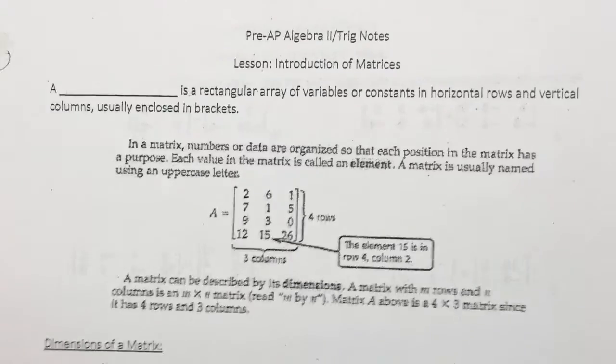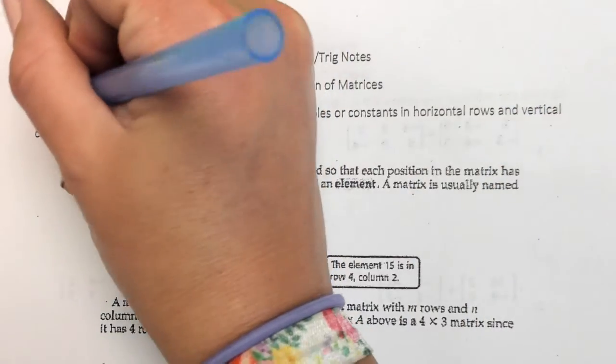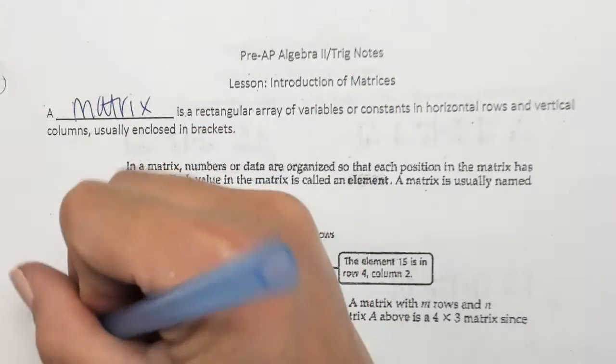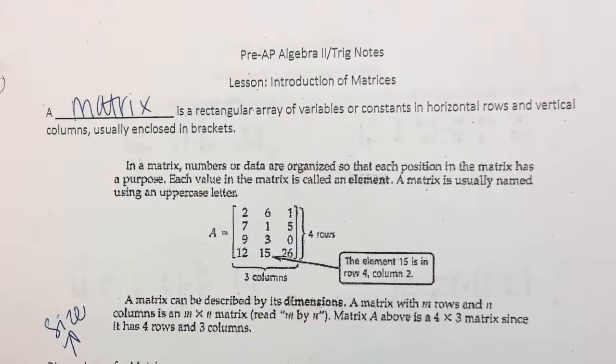First one is a matrix. A matrix is a rectangular array of variables or constants in horizontal rows and vertical columns. So the first thing we're going to do is find the dimensions. That's a fancy word for the size. Same thing as size. So write size right here of a matrix.